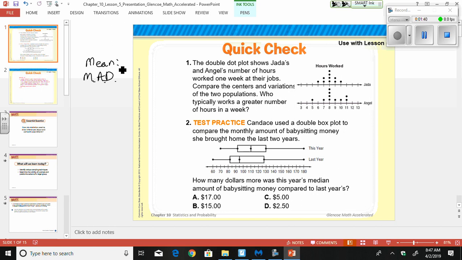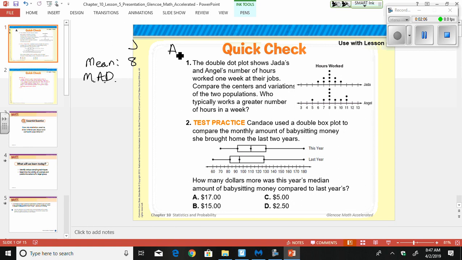So add them up and divide by how many there are. 6 plus 7 plus 7 plus 8 plus 8 plus 8 plus 8 plus 9 plus 9 plus 10, divided by, there's 1, 2, 3, 4, 5, 6, 7, 8, 9, 10, divided by 10. So we get 8. This is for Jada.